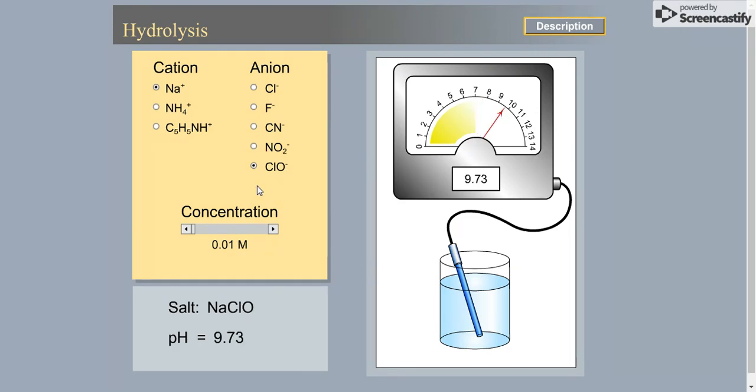Similarly, sodium with the hypochlorite, it's fairly basic. So a fair amount of hydroxide ions were produced to make it basic. Can you write that hydrolysis equation?